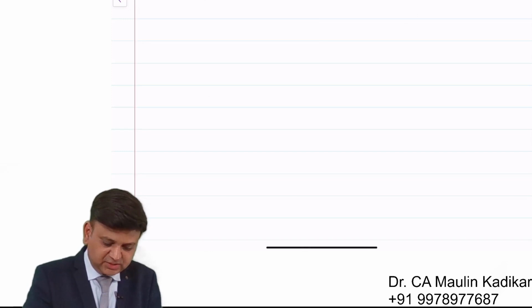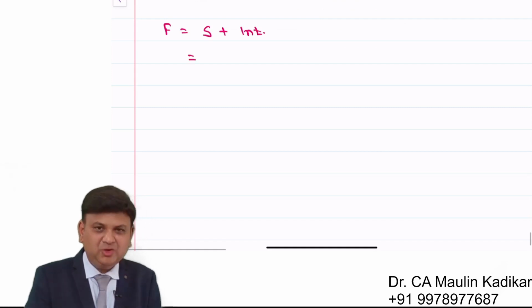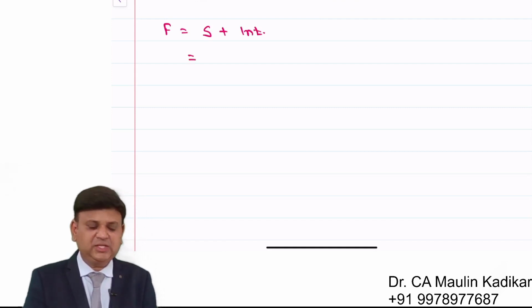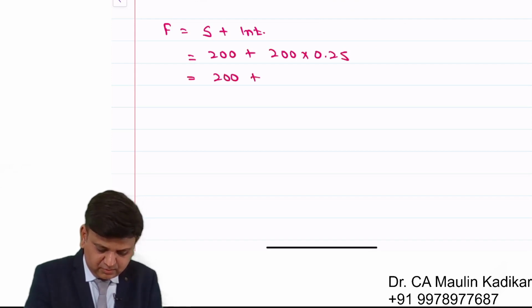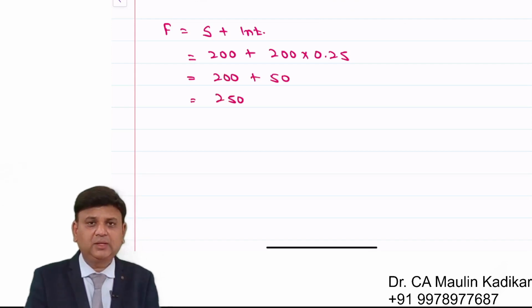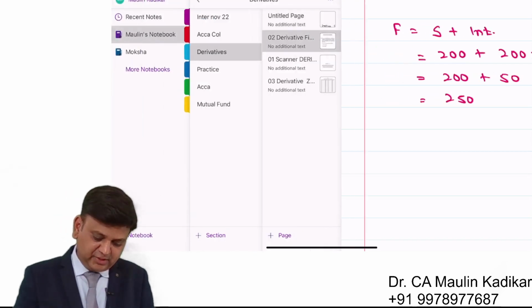So, written answer. F is equal to spot plus interest. No other storage cost or anything is given. So in that case, it is spot 200 plus 200 into rate of interest is 25% and time period is 1 year. So F is 250. So theoretically the F price is 250.